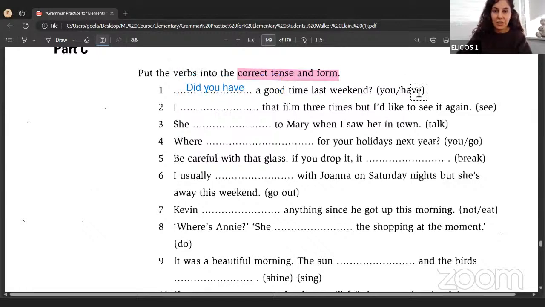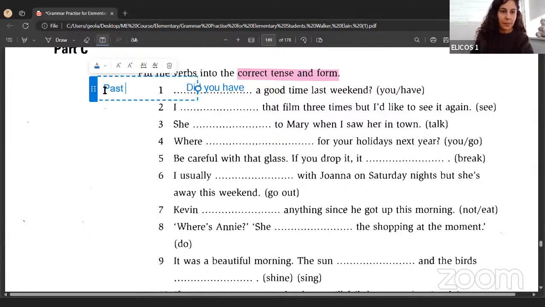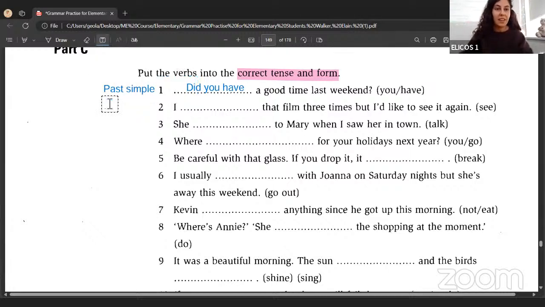Have you had a good time last weekend? No. It's a past simple. Did you have a good time last weekend? The action is finished. So we want to use did because we know that's the past simple way to ask about what happened, and it's a finished, completed action. Did you have a good time last weekend?